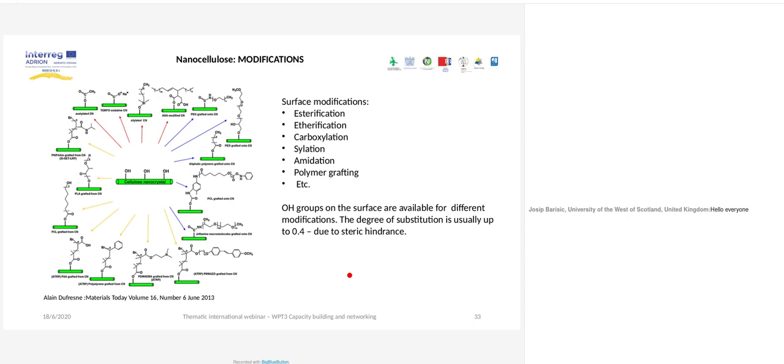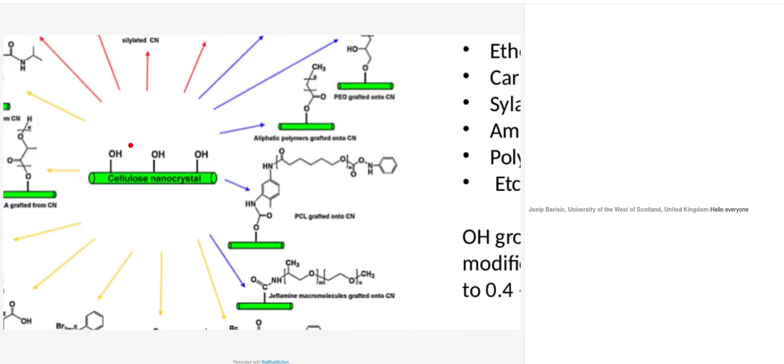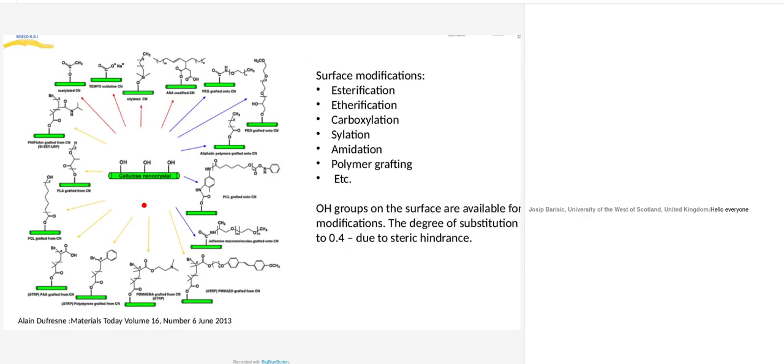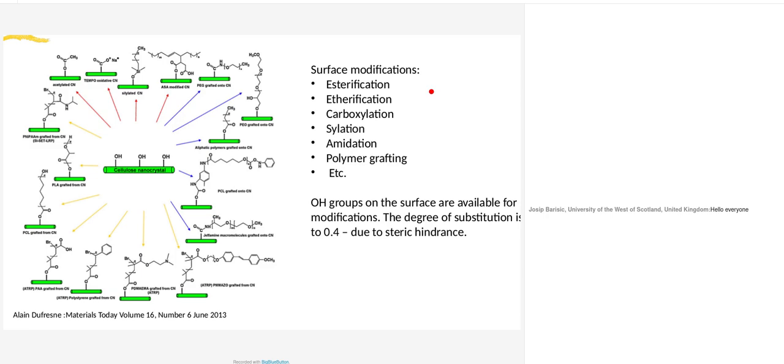I must stress that nanocrystalline cellulose has a lot of OH groups on the surface, these hydroxyl groups. It's normal because this is glucose actually, and it has a lot of these. These OH groups are ready to be derivatized in different ways. You can see what can be done with these OH groups. Actually, all the reactions that are known for these OH groups can be done on this nanocrystalline cellulose surface.